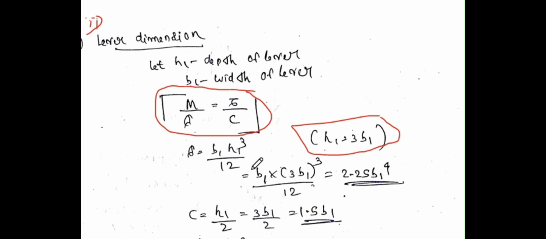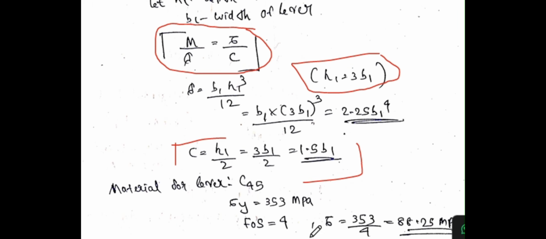The next term we need to find is c. That distance will be h1 by 2. This is also not given, but this equation is known, so you have to learn this. C is equal to h1 by 2. Since h1 is already assumed as 3b1, c is equal to 1.5 b1. The material of the lever is not given, so I'm assuming C45 as the material.